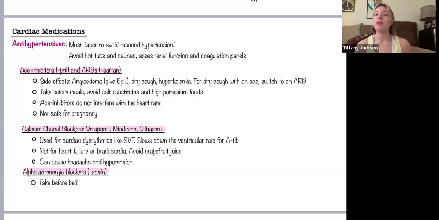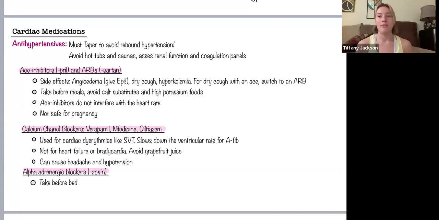So up first, we have our ACEs and our ARBs. ACEs end in pril, ARBs end in sartan. Generally the same, not the same medication, they're different classes, but they're very, very similar. Generally, we place a patient on an ACE inhibitor. These are also what we put our patients on going home with newly diagnosed heart failure. They get sent home on an ACE or an ARB. But generally, we put them on an ACE inhibitor first. However, these can have some pretty annoying side effects. So if the patient's not tolerating the ACE inhibitor, we'll switch them to an ARB.